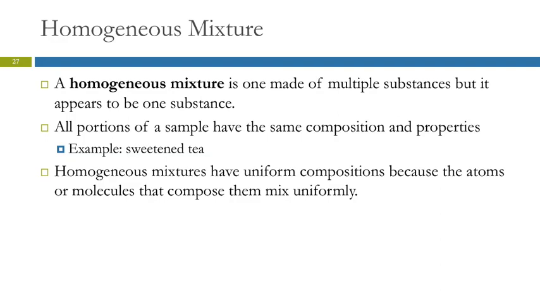Homogeneous means that it mixes thoroughly. And homogeneous mixtures could sometimes be mistaken for compounds because you look at it and you're like, oh, it's all the same. It looks like one thing. Sweet tea. You put the sugar into the tea and it seems like the sugar disappears, right? You can't see it anymore. And if you taste different parts of the tea, it all tastes the same. It's mixed uniformly, and so that's a homogeneous mixture.